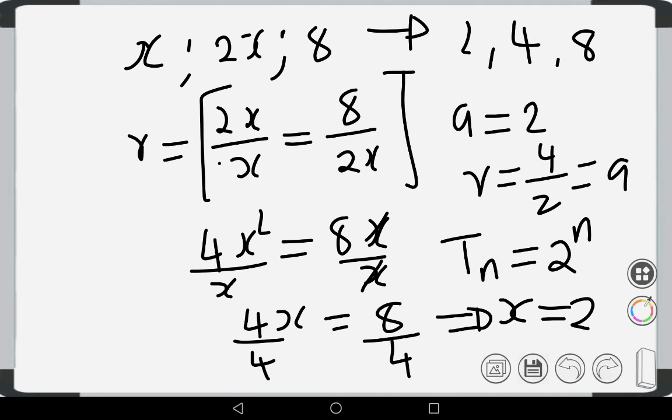I'm just showing you because normally in your test they are going to use values like x just to confuse you, so don't get confused. Just remember that if it's geometric, to get the ratio you divide the second term by the first term, and the first term is your a. Then you substitute in the formula, and you will be fine.